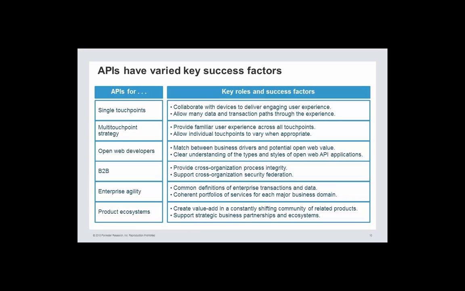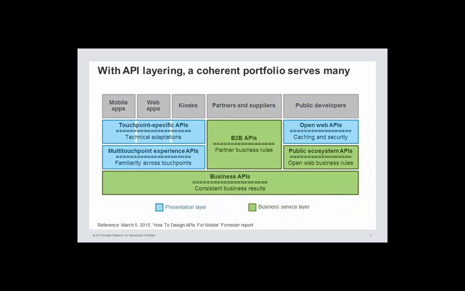So you have all these different factors that now get into the API layering story. So let's work first with the multi-touch point strategy and say you've got mobile, web, kiosks. You need consistent business results across all of those, and that's what a business API is about. Orders need to be processed the same way no matter where they originate.